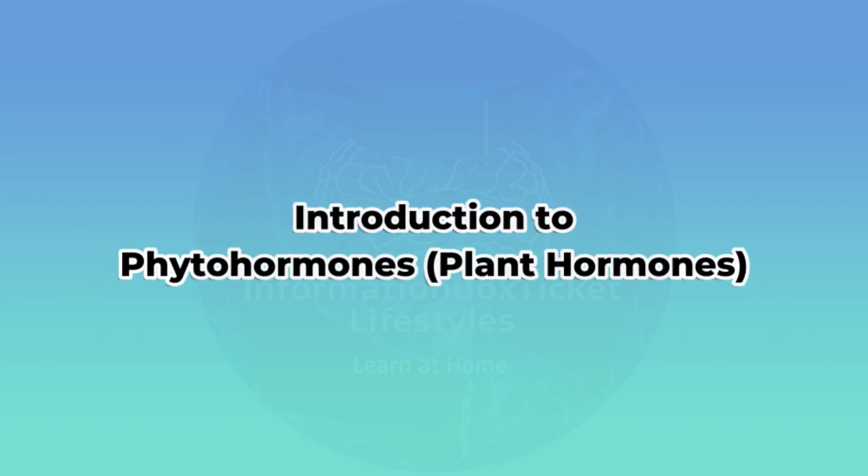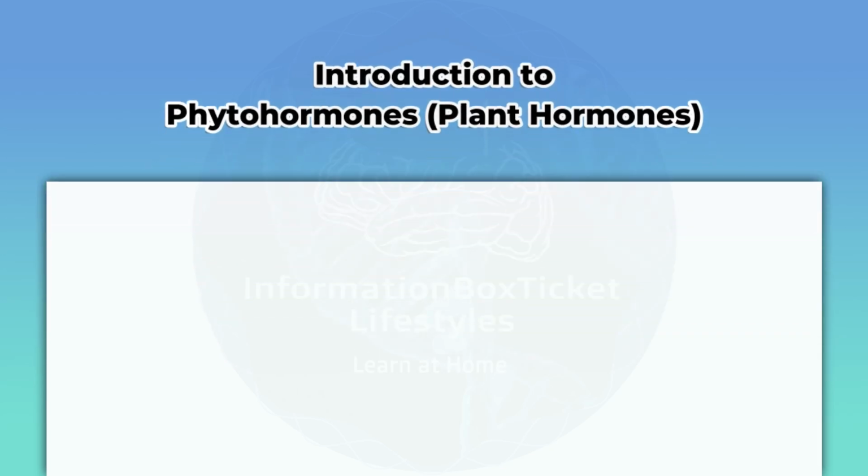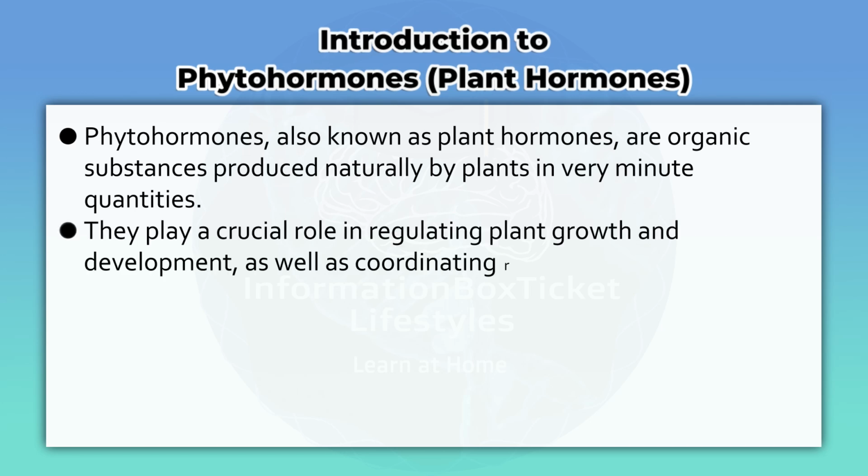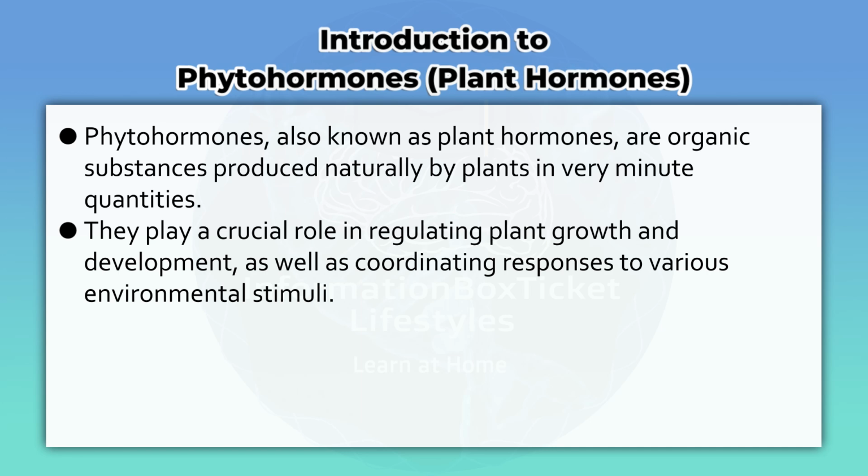Introduction to phytohormones, plant hormones. Phytohormones, also known as plant hormones, are organic substances produced naturally by plants in very minute quantities. They play a crucial role in regulating plant growth and development, as well as coordinating responses to various environmental stimuli.